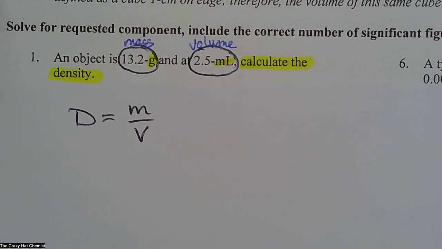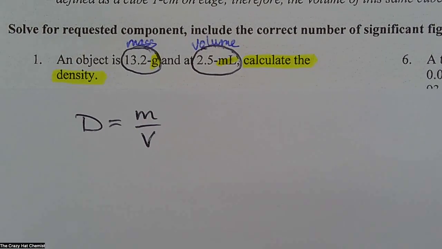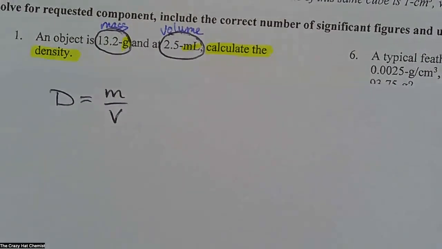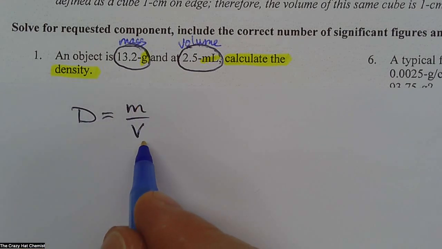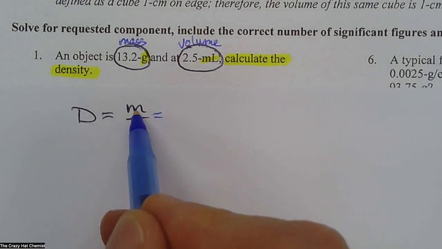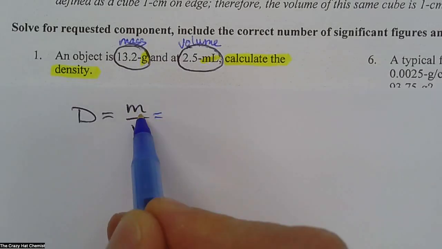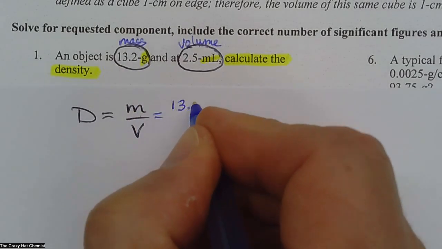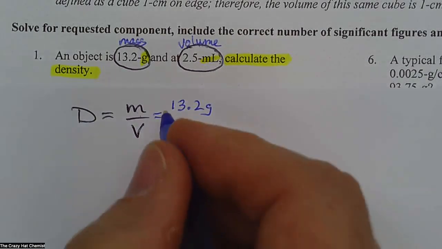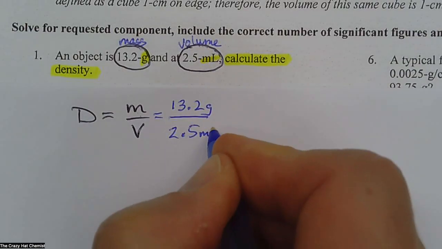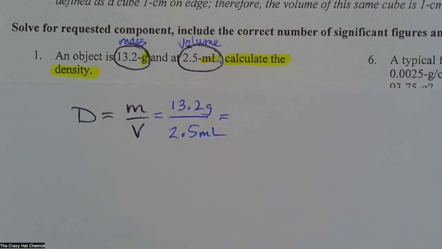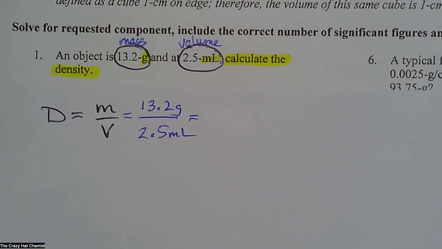Okay, all right, so let's give this problem a try and see if we can solve it here. All right, let's straighten this up here. Here we go. Density is equal to mass over volume. I'm going to substitute in the 13.2 grams for the mass, and then I'm going to substitute in the 2.5 milliliters for the volume. Perfect. Now we are going to pull out our handy dandy calculator, and we're going to plug in these values.